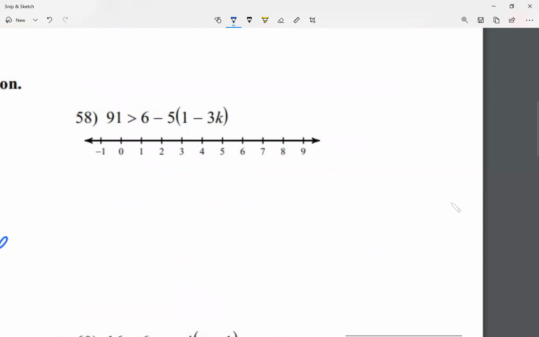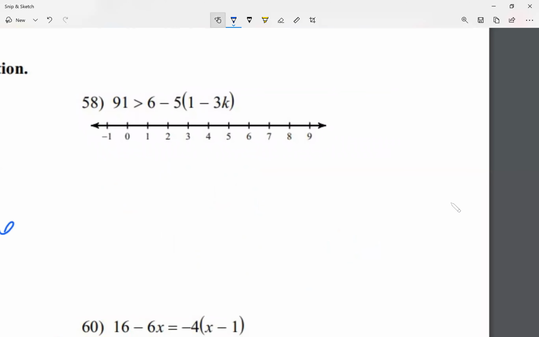Let's take a look at 58. I see parentheses, so this -5, I'm going to multiply to the inside. So I have 91 is greater or equal, is just greater than 6, right? That 6 has nothing to do with parentheses. Let me multiply the -5. So that gives me -5 plus 15k.